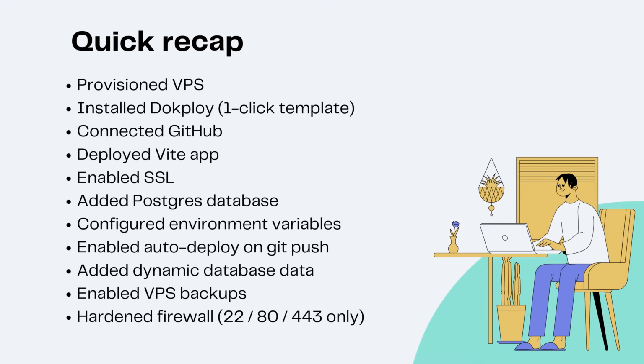So let's quickly recap. We provisioned a VPS, selected Dockploy directly from the panel, connected GitHub, deployed a Vite app, configured SSL, added Postgres, set environment variables, enabled auto redeploy on Git push, added dynamic data, configured backups, and hardened the firewall, all on a single VPS. That's a practical, production-ready deployment stack.